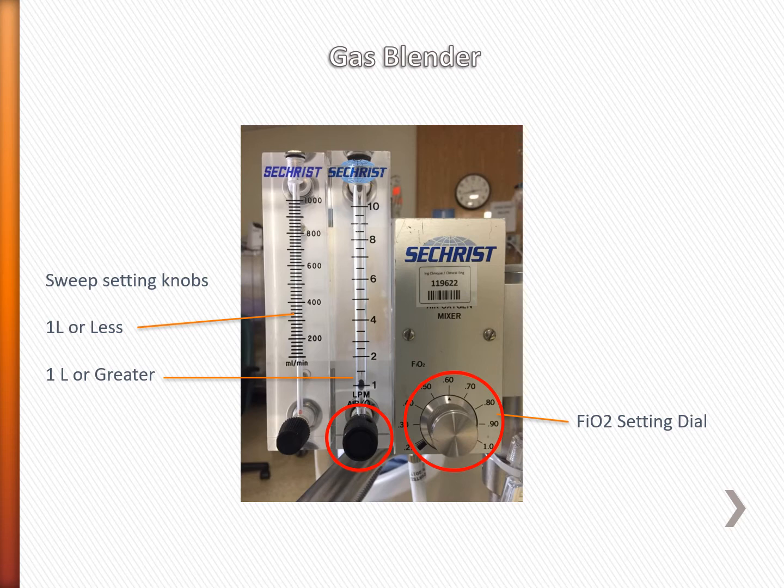So during a sweep trial, when we're trying to see if a patient on VV ECMO is ready to come off ECMO, we turn off the sweep, which means there's absolutely no gas exchange happening in the blood.